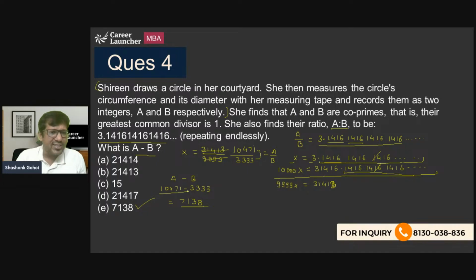And why not? Because this is 10,000 something, this is 3,000 something. So the difference is going to be 7,000 something. So anyhow, my answer of this question is going to be option E, that is 7,138. Okay. So I hope everyone understood this question, what the approach is. These kind of questions we haven't seen in recent years, but previously we have seen these kind of questions in CAT and other exams as well.